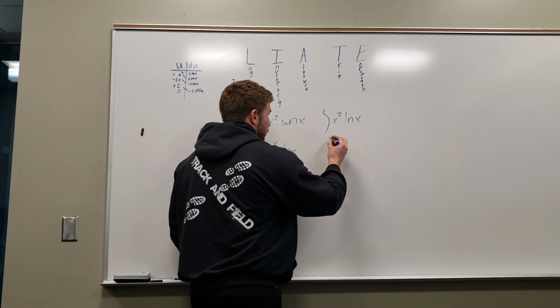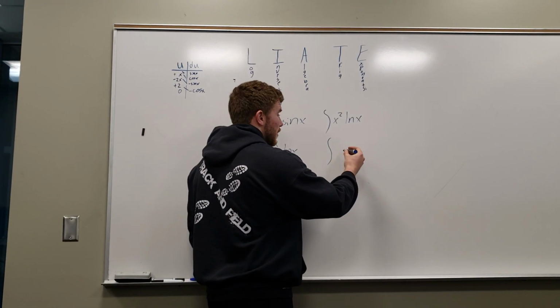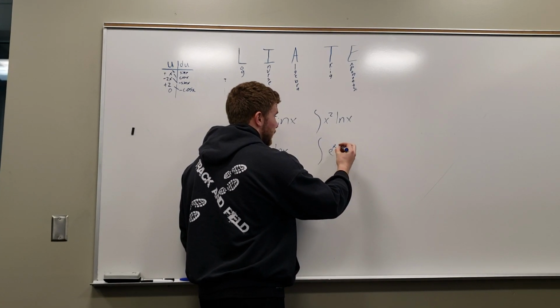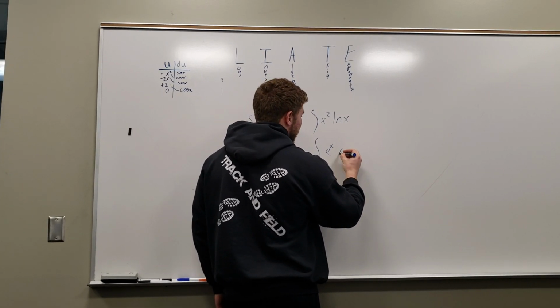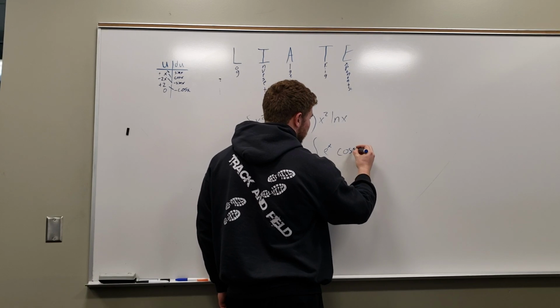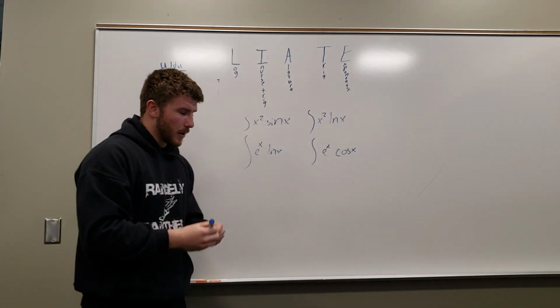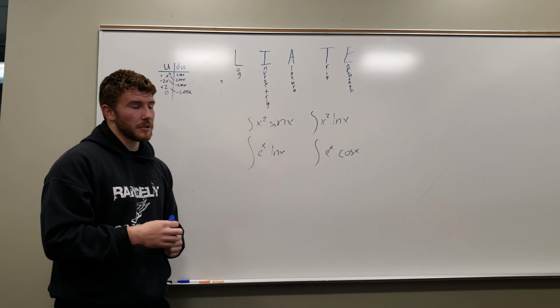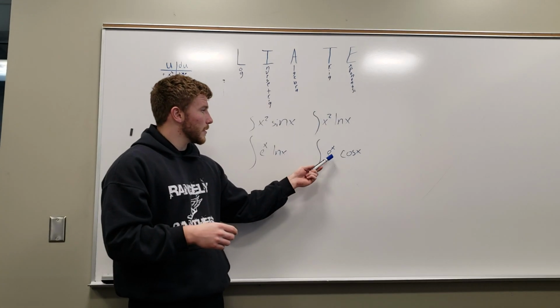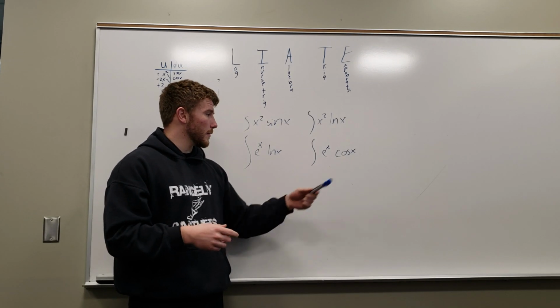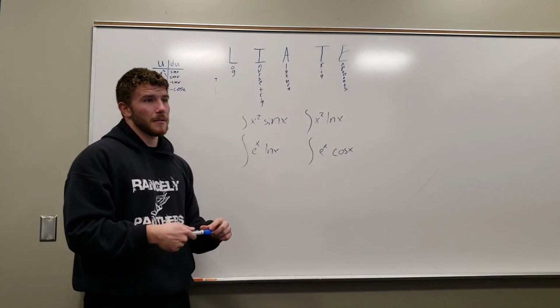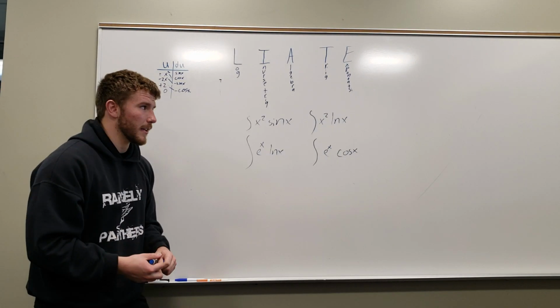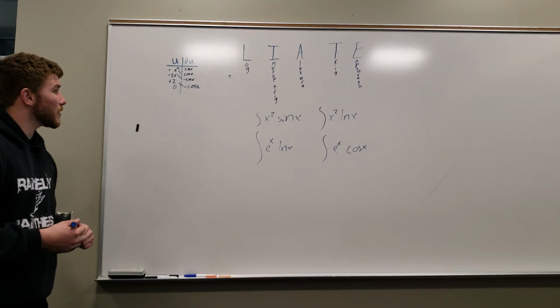Where it gets tricky though is when you have an exponent and a trig function. So the last two letters of this are actually interchangeable. So the e to the x or the cosine x could be your u. It pretty much works out the same.